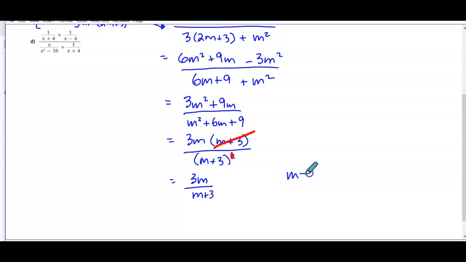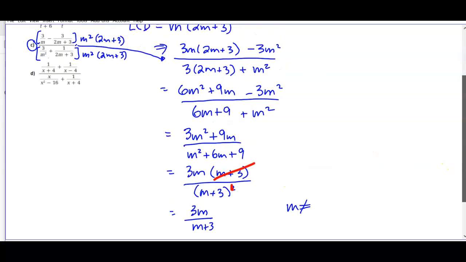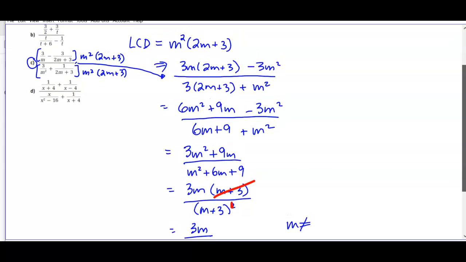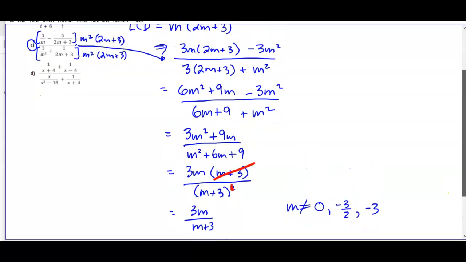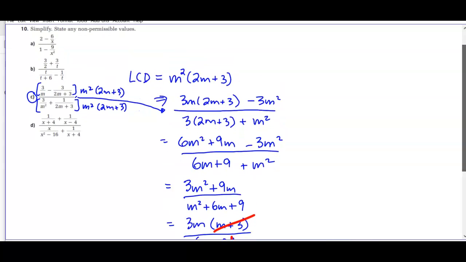And your non-permissible values, a couple of things. You look at all of the denominators, your lowest common, so you can't have 0 from that factor. Can't have negative 3 over 2. And then this whole thing can't be 0, but that's actually going to be here, m plus 3. So you want to look at this denominator here in factored form. So you can't have negative 3 as well. So basically all the denominators is what you want to look for. Okay, so those are called complex fractions, and that's how you simplify those.